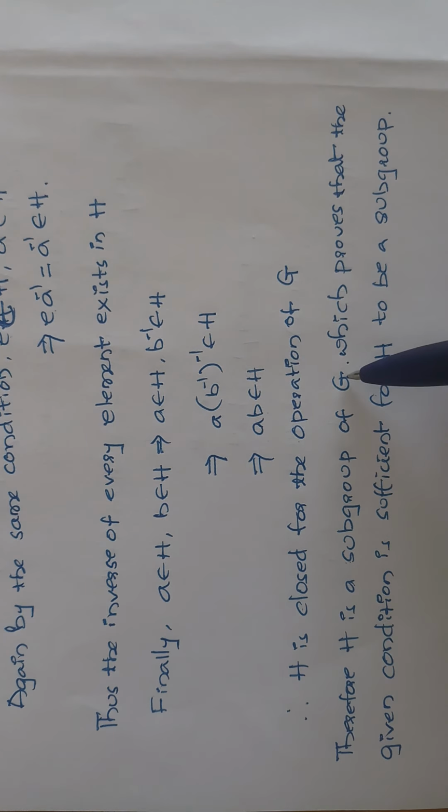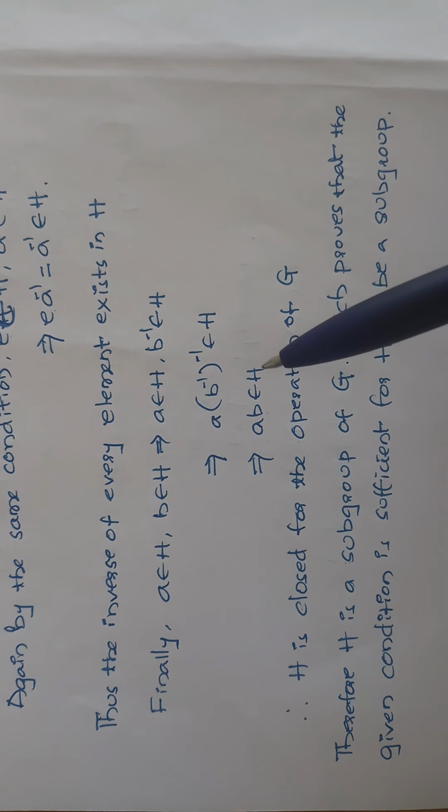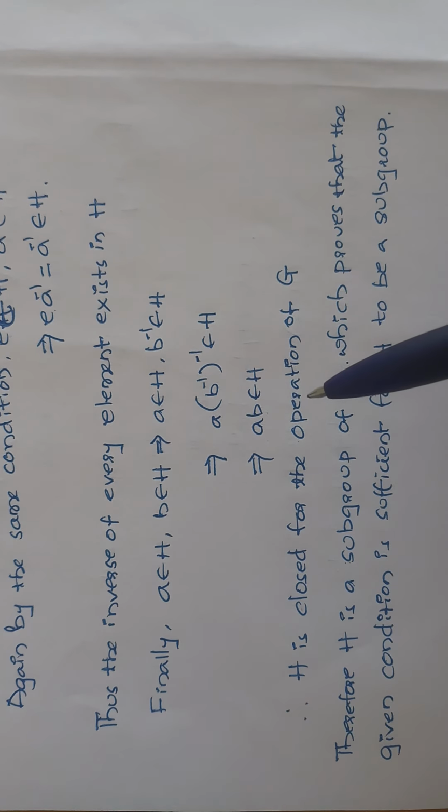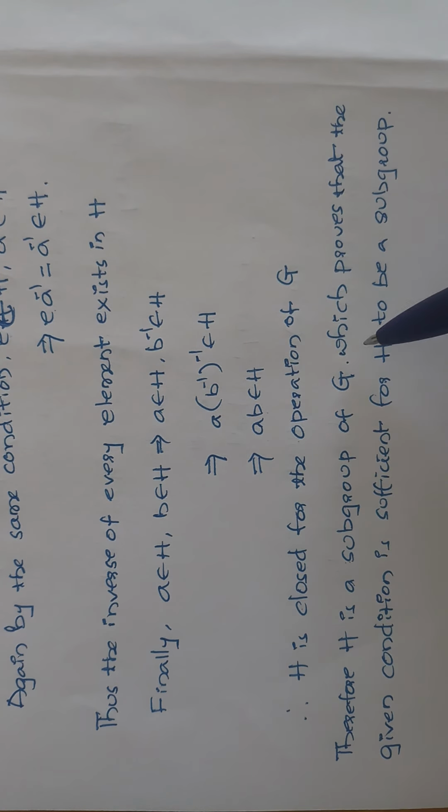Therefore H is a subgroup of G, because here the identity element exists, inverse elements exist, the closure law exists, and also the associative law exists. So therefore H is a subgroup of G, which proves that the given condition is sufficient for H to be a subgroup of G. So this is the proof of the above result. Okay, watch it carefully and understand it. If you don't understand, send a question.